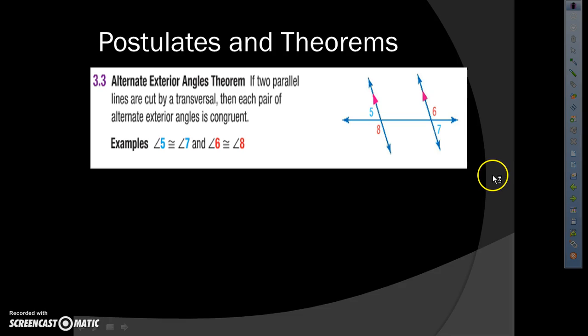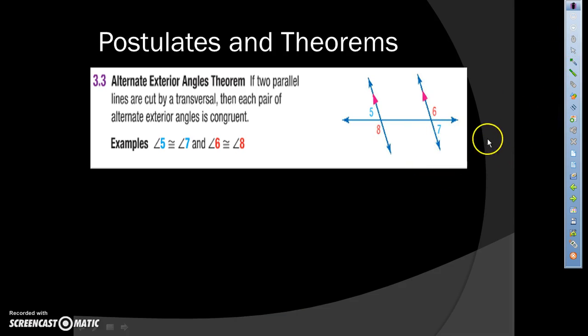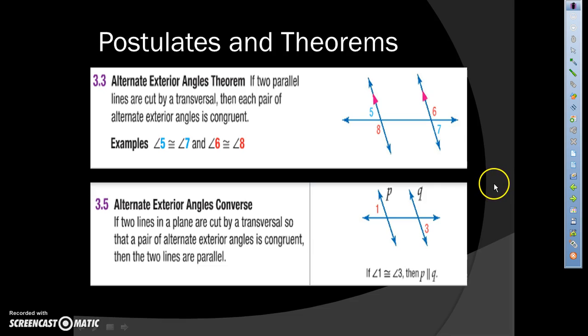And then our last one here, the alternate exterior angles theorem, starting off with two parallel lines. If I know the lines are parallel, then I know 6 and 8 are congruent. I also know 5 and 7 are congruent. Okay, so the converse of that would be I have two lines cut by a transversal.